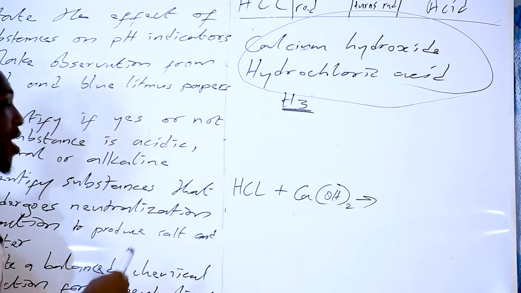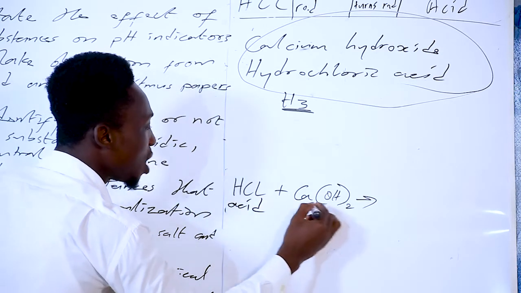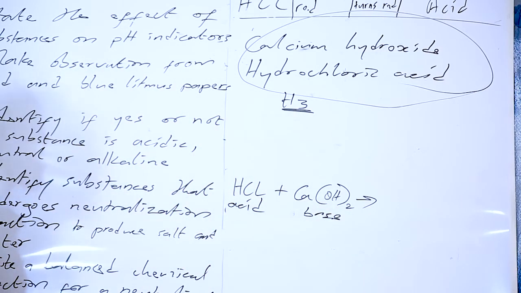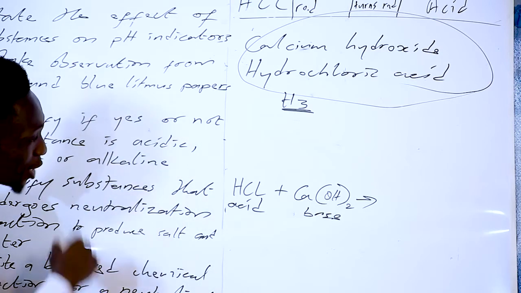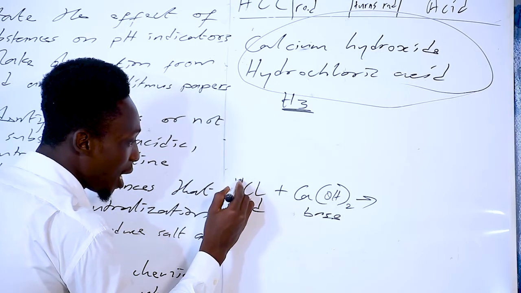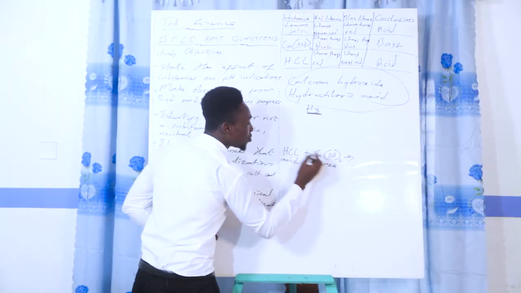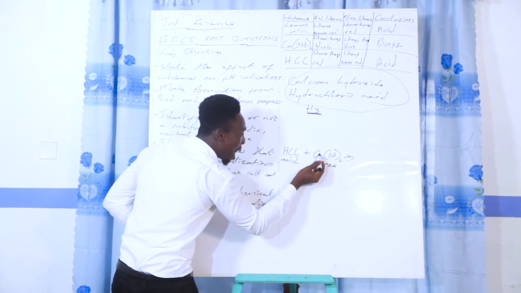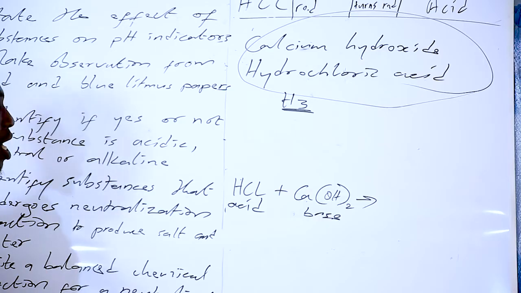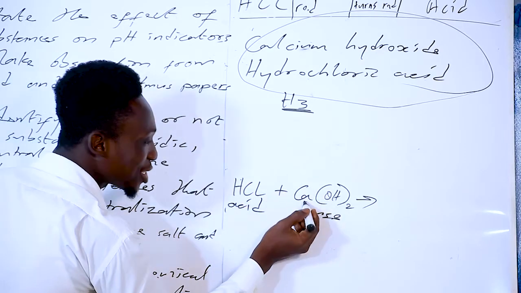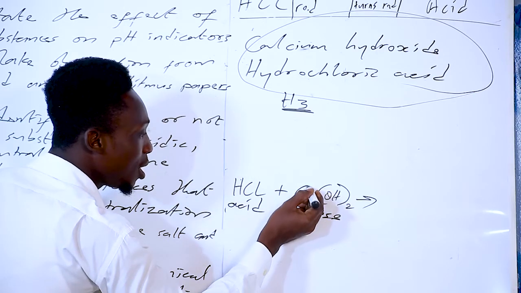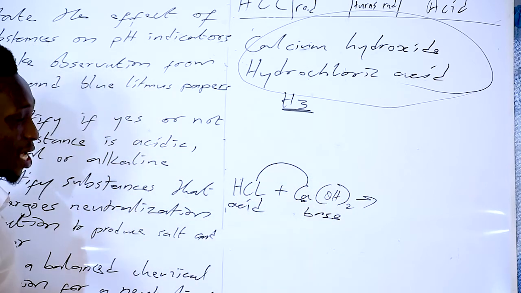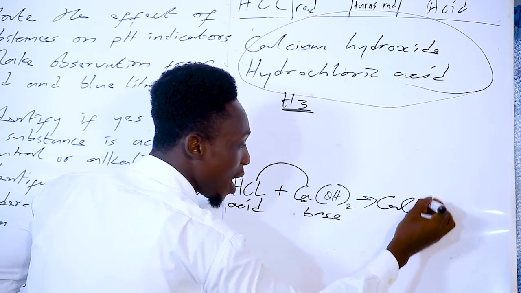Now this acid here is going to combine with the base we have over here to form salt and water. In the chemical combination, the hydrogen here is going to combine with what? The hydroxyl here. Then you have the metal here, that is the calcium, to combine with the chloride over here. Now the chemical combination of the calcium in the base with the chloride here is going to give us calcium chloride.